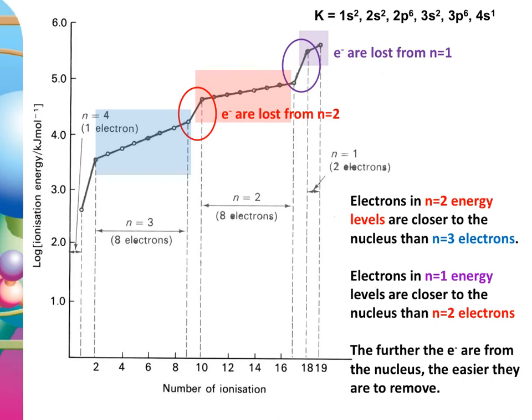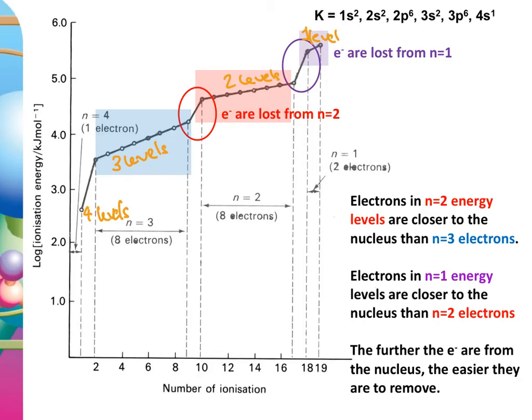So just before we explain this graph of successive ionization energies of potassium, I just want to make a couple of extra annotations. So the first electron that we remove, at that point we have 4 energy levels. The next 8 electrons after that, we have got 3 levels. And then the following 8, we've got 2 levels. And then finally we have 1 level.